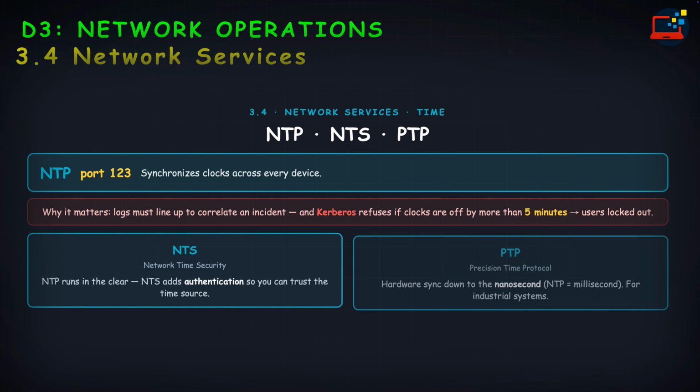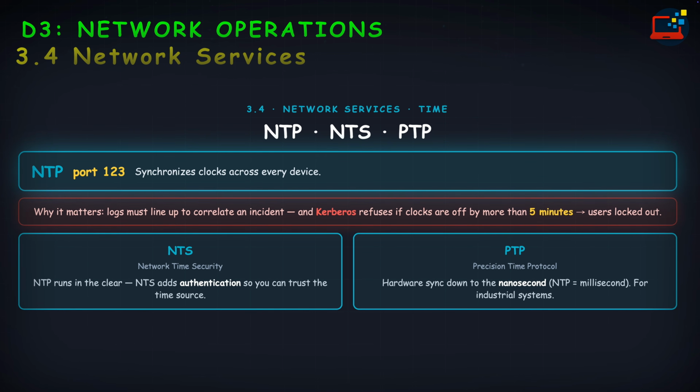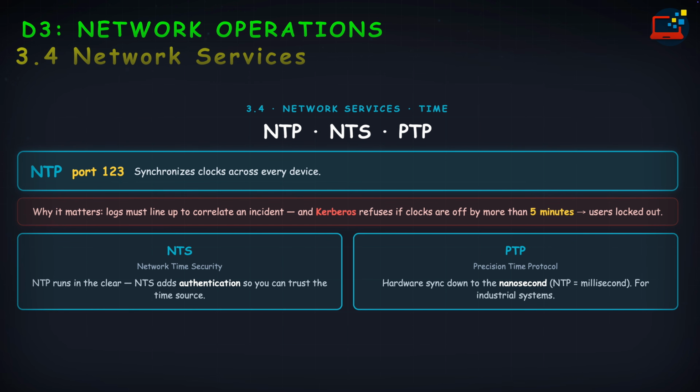Finally, time. NTP, the Network Time Protocol, synchronizes clocks across every device on port 123, and it matters more than it sounds. If 2 devices disagree on the time, their logs won't line up, and you can't correlate an incident. Worse, some authentication systems break on bad time. Kerberos, the authentication used on Windows networks, refuses to work if the client and server clocks are off by more than 5 minutes, which means wrong time can lock users out entirely.